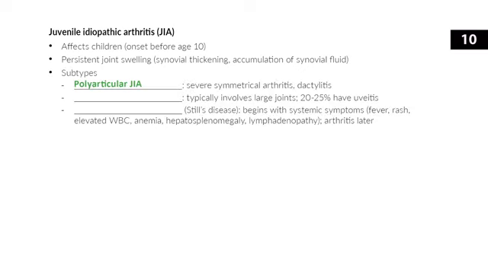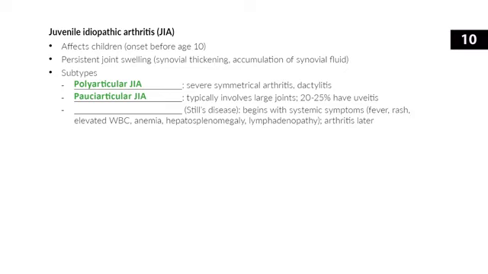There's polyarticular JIA, which is characterized by severe symmetrical arthritis, and the inflammation of the fingers is called dactylitis. Then there's pauciarticular JIA. Pauci means few, so instead of a bunch of joints being involved, this just involves a few joints, typically the large joints, but it almost never starts in the hips. And about 20 to 25% of those kids also get uveitis.